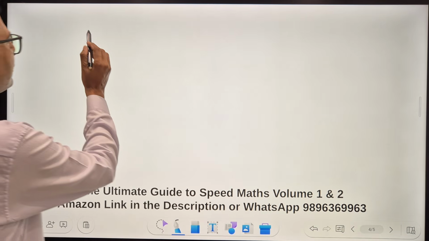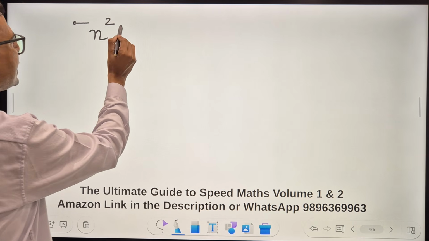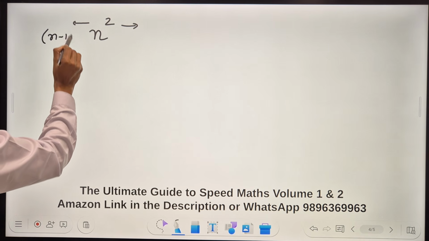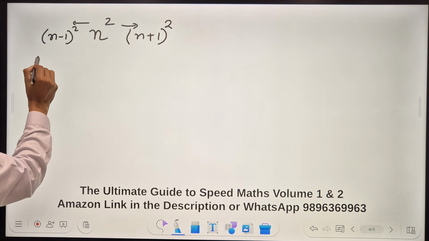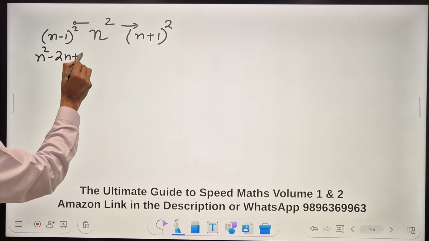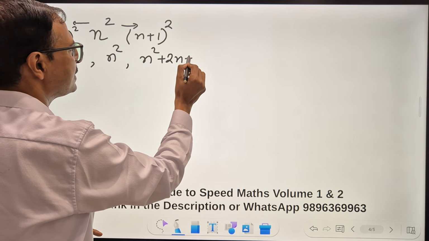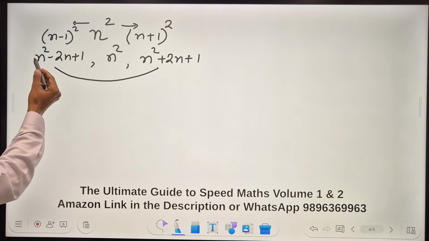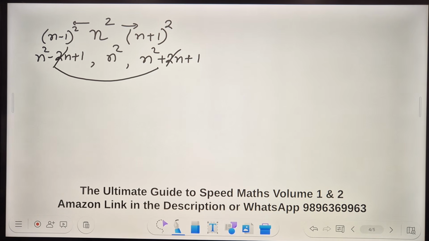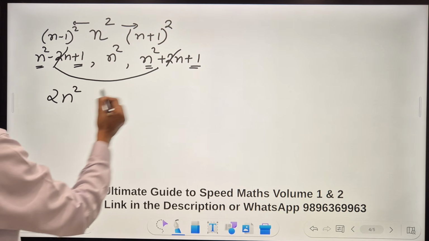Why does it work? It works because the middle number, if I consider it as n, so I'm doing n square, the one prior to this and after this are n minus 1 square and n plus 1 square. Now what am I doing? Let's expand this first. n square minus 2n plus 1 is the expansion. Then we have n square, and then we have n square plus 2n plus 1, which is the expansion, right? Now I'm adding the first and the last. When I add these two, the 2n will get cancelled and n square plus n square will become 2n square. 1 plus 1 will become 2.